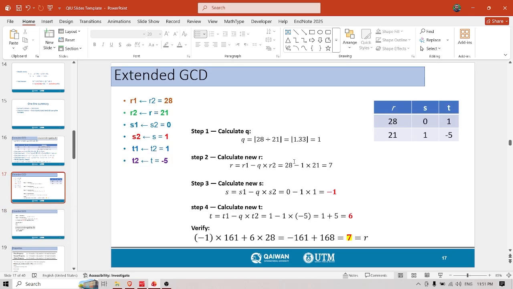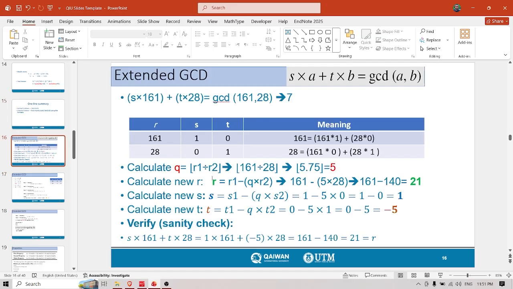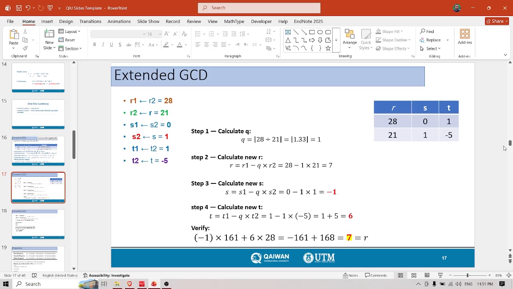Now you see, anytime we get the remainder of 0 when we calculate the R, that would be our point of stop, and the previous step would be our S and T, because after all we are looking for S and T.